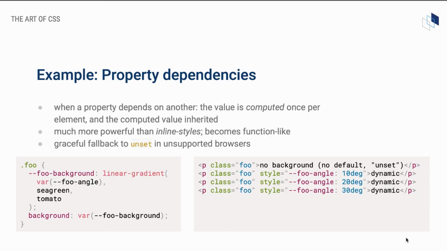In the first paragraph, I've got class foo. If you look at the CSS definition of foo, we've got foo background that depends on foo angle, but foo angle is unspecified at that particular point in time. So what ends up happening is we have none. We don't have a particular background. It defaults to unset. But in the other later paragraphs, I've got foo angles specified inline, 10 degrees, 20 degrees, and 30 degrees. So in that scenario, I basically end up with a gradient of those particular angles in there.